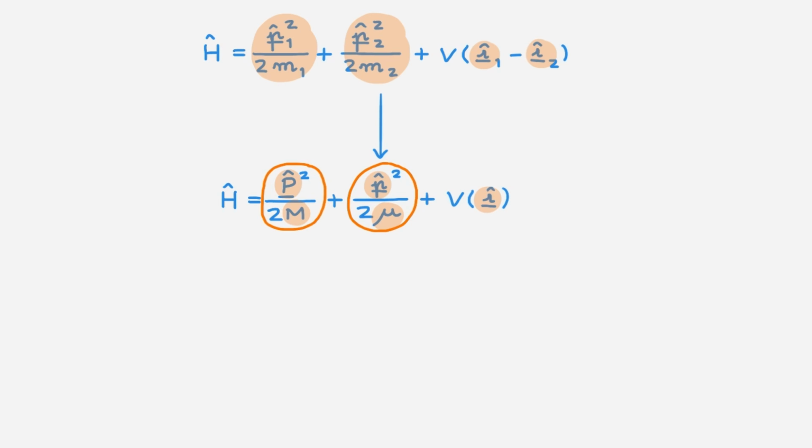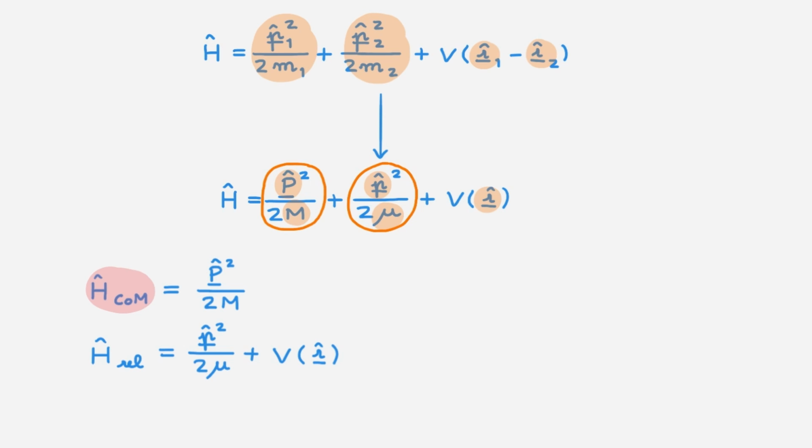In practice, this means that we can now separate the Hamiltonian into two non-interacting terms. We define a center of mass Hamiltonian that only has a kinetic energy term, and we can define a relative Hamiltonian that has both a kinetic and a potential energy term. The first Hamiltonian describes a fictitious particle of mass equal to the sum of the masses of the two particles and moving freely in space. Or to put it another way, it describes the behavior of the center of mass of the system.